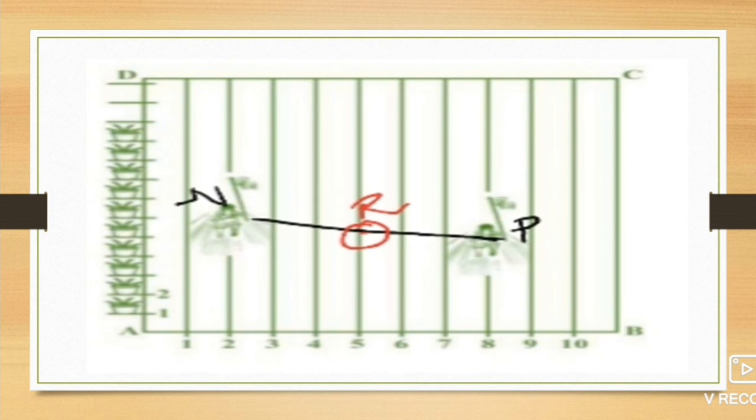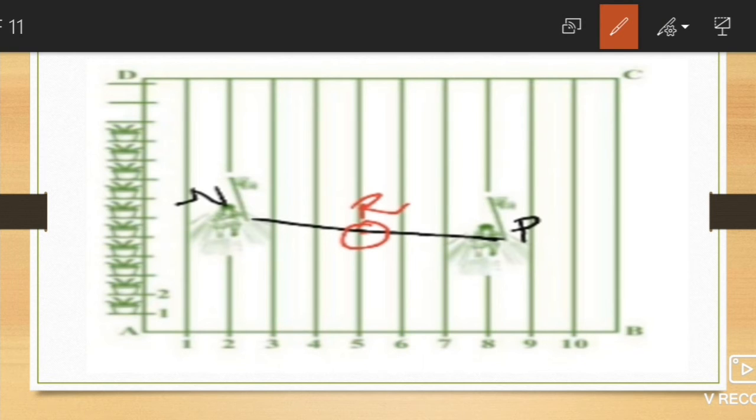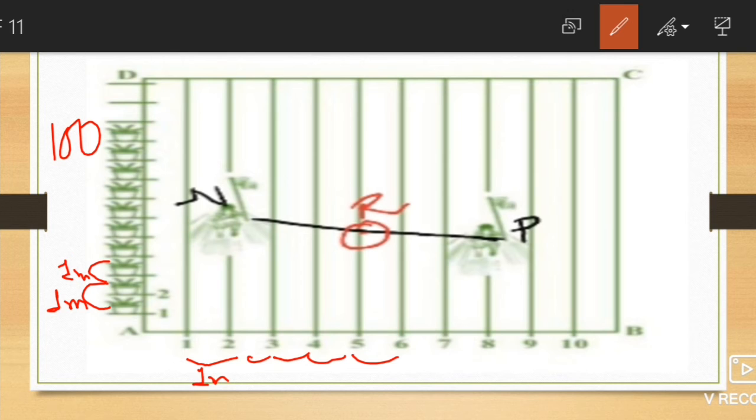This is the picture. It is given that the distance between each chalk mark is 1 meter. So this distance is 1 meter, 1 meter, 1 meter, 1 meter each. Also given that between two flower pots the distance is 1 meter. Now how many flower pots are there? 100 flower pots are there along this AD line. That means the length of AD is 100 meters.